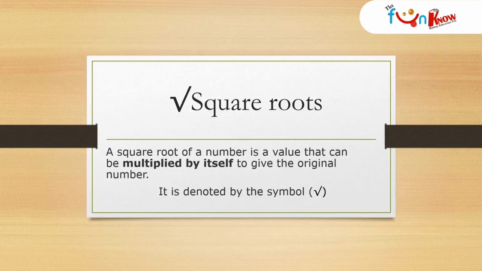Okay. Now we'll understand what we mean by square root. A square root of a number is a value that can be multiplied by itself to give the original number. Means if we multiply that value with itself, we will get the number. For 9, the square root is 3, since 3 into 3 is the answer. Remember, students, this is the symbol of square root. Henceforth, whenever you have to write square root of 3, square root of 9, whatever, this is the symbol of square root.